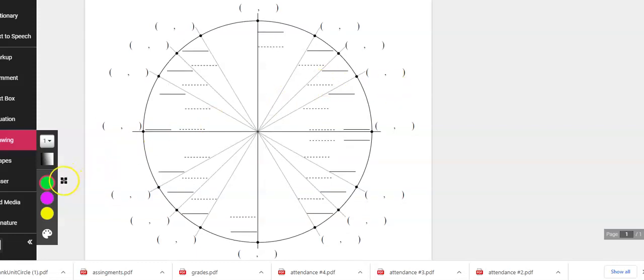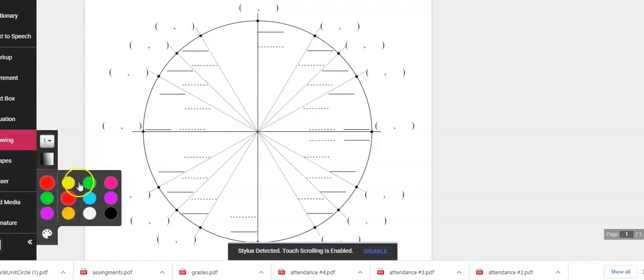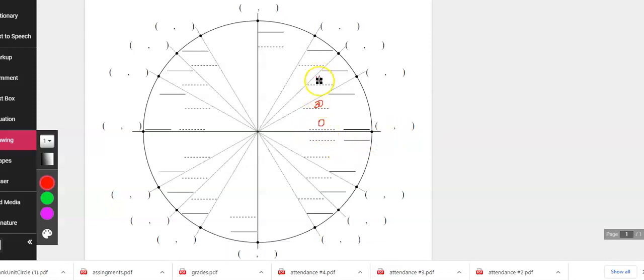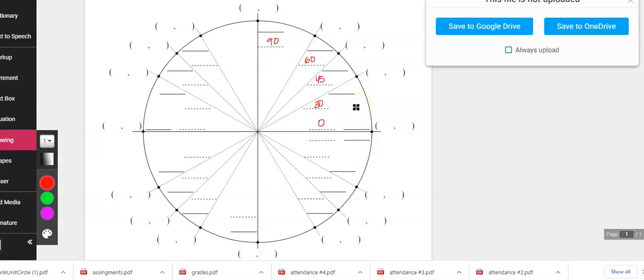So first we are going to go around and name all of these angles in degree measure. All right, so that's the dashed line. So I have 0, 30, 45, 60, 90. So this is my first quadrant. First quadrant is super important because I'm going to go over here and name all the rest of these angles off of my first quadrant reference angles.